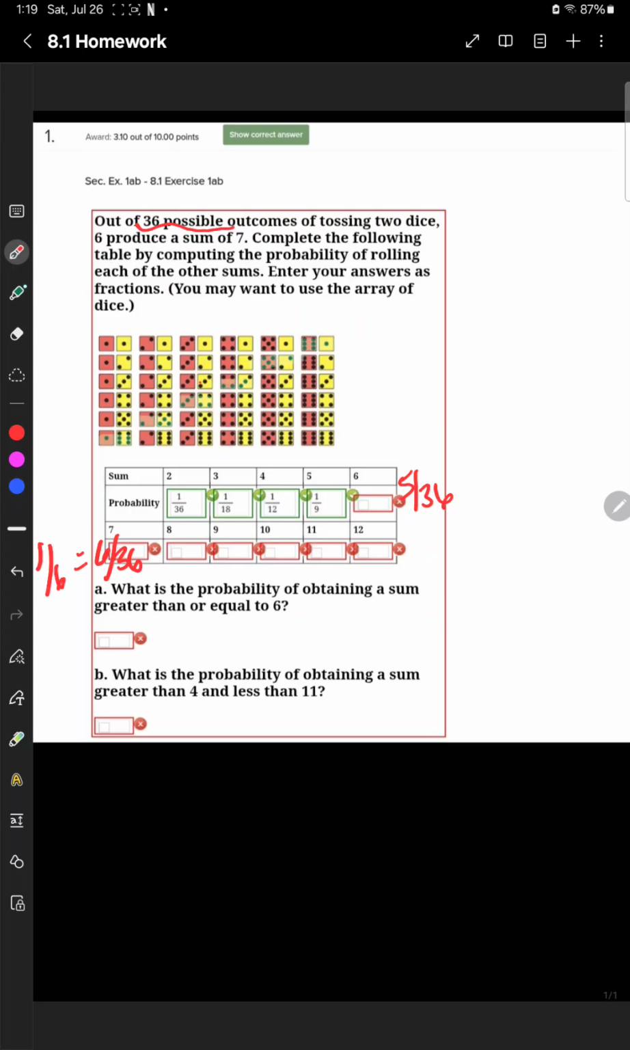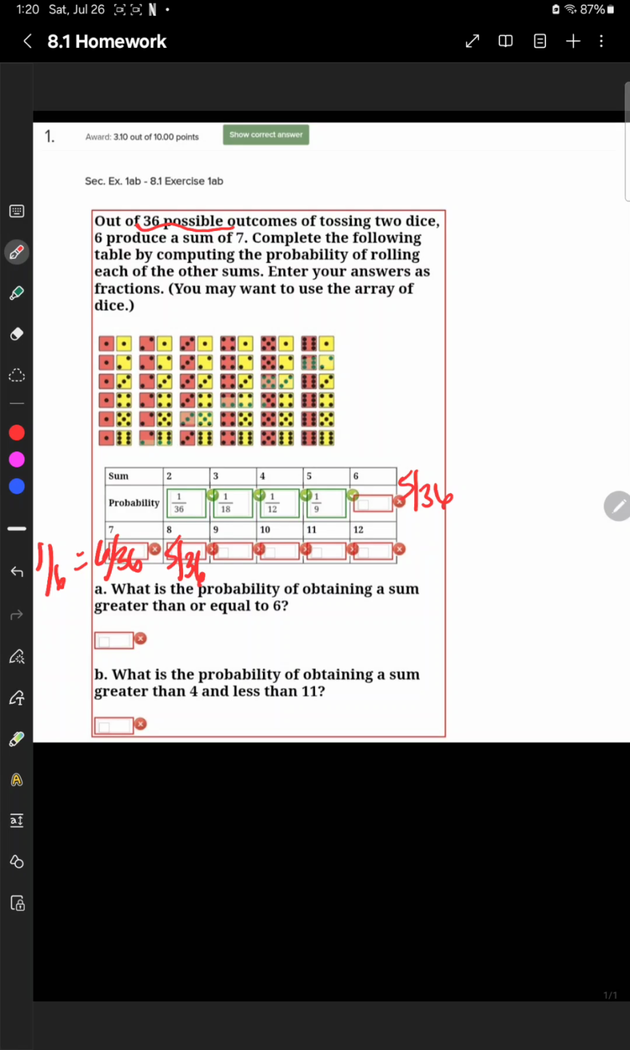Now you're going to do 8. So I'm going to erase my 7 markers and look for 8. Again, this one is 5 out of 36. I can see that. Can't reduce it. Okay? And that's the gist of it.